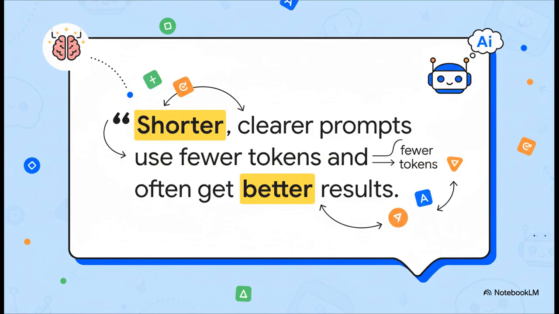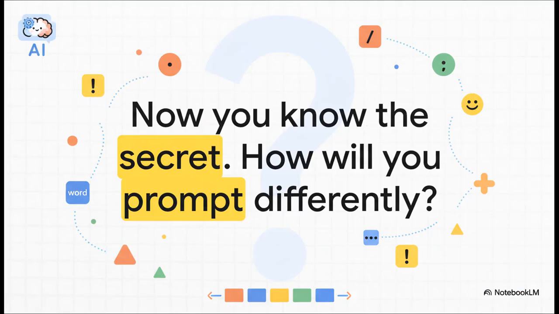So here's the real bottom line, the number one practical tip. Shorter, clearer prompts are your secret weapon. They use fewer tokens, which saves you money and helps avoid those limits. But here's the best part. They very often get you much better, more focused answers from the AI. It's a total win-win. So now you know the secret. You can see the AI's hidden meter. You know that every single word, every character you type is being counted. So the only question left is, now that you know all this, how are you going to prompt differently?